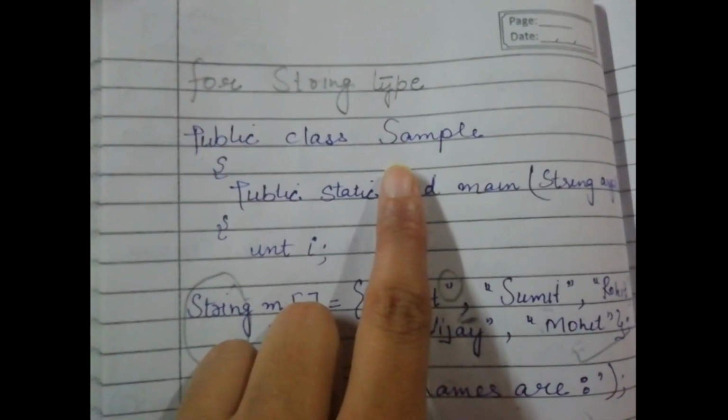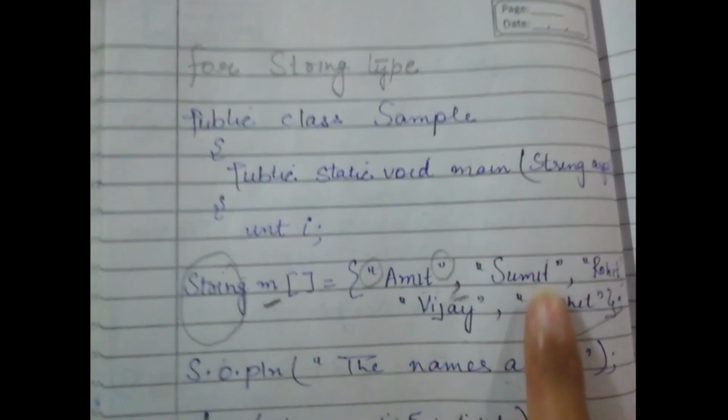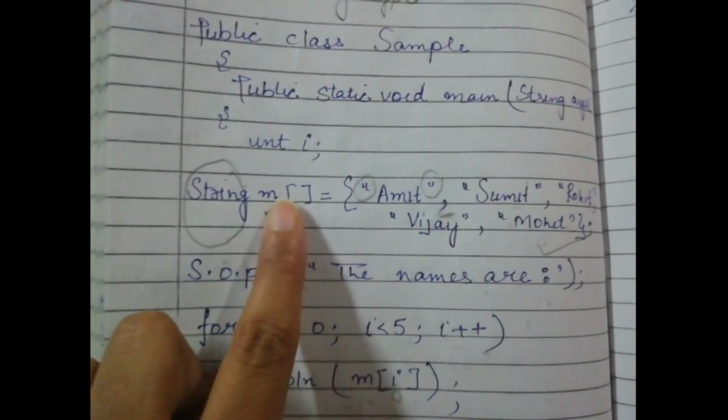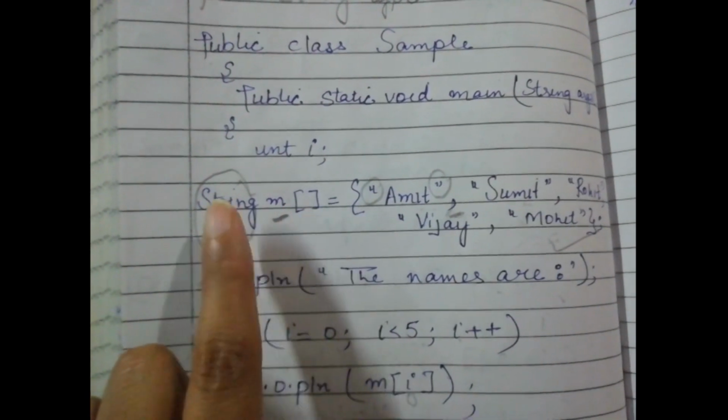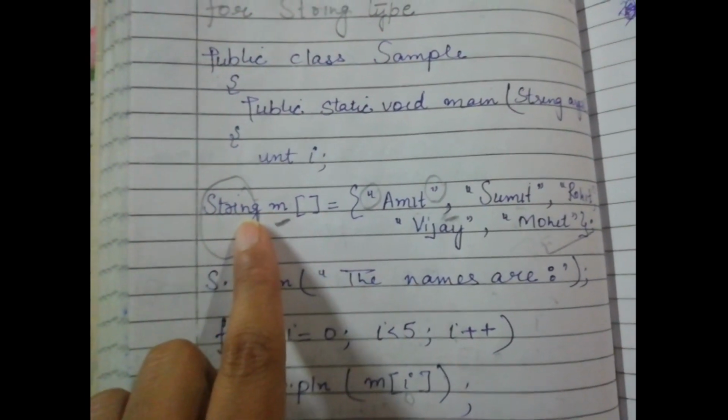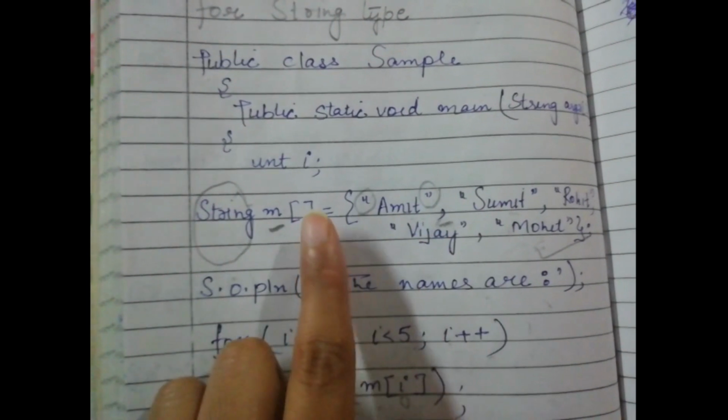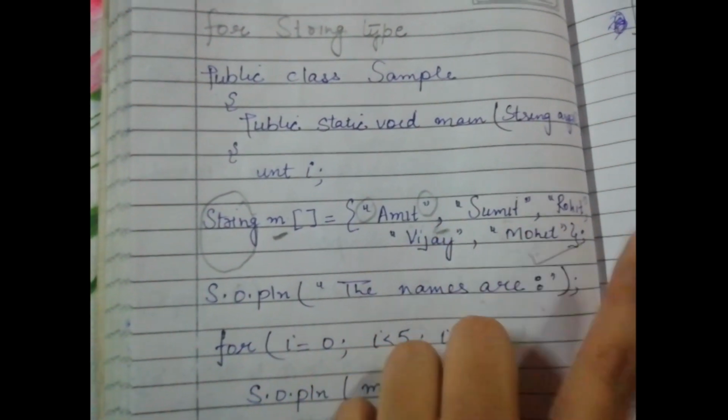So after this we have the string data type. There is your array name, and of course you have to write the data type here. That is your string data type. This is the value of your string, and this is the value of your array.